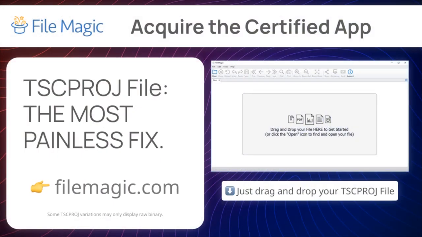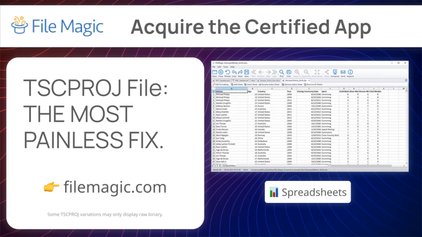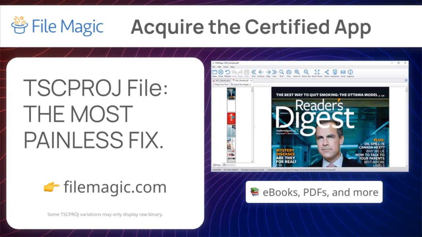The fastest way to confirm a file's state is with a dedicated file reader. It's better at handling TSCPROJ files with integrity issues than most dedicated programs.